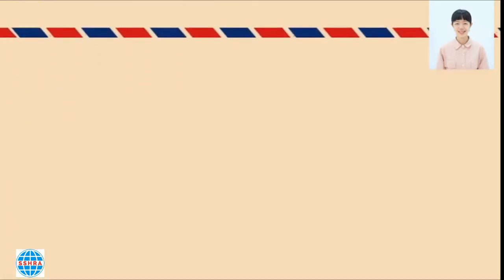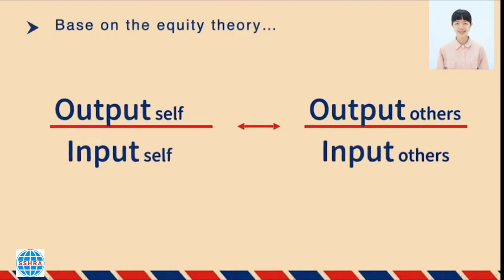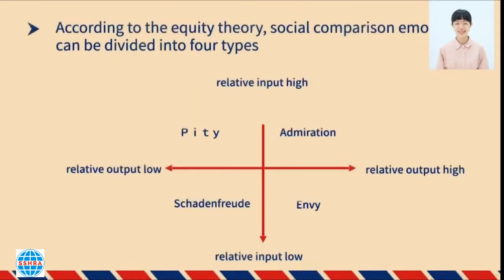But this point of view may forget an important factor in the comparison process. So we think that, based on equity theory, it needs to be considered. According to equity theory, social comparison emotions can be divided into 4 types. Relative input high and relative output high, you may feel admiration. Relative input high and relative output low, you may feel pity. Relative input low and relative output low, you may feel schadenfreude. Relative input low and relative output high, you may feel envy.